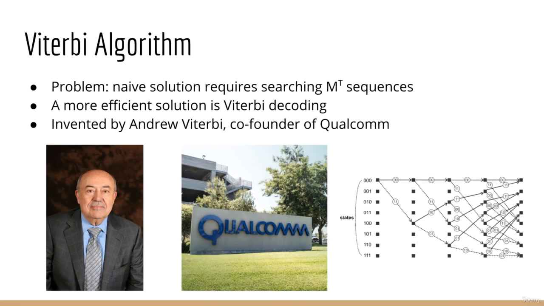Again, I want to reiterate that this is for intuition only. As you recall, there are still m to the power t possible sequences, so in fact, this has exponential complexity. We do have a more efficient way of decoding, which is called Viterbi decoding. This is named after the person who invented the algorithm, Andrew Viterbi. He is also the co-founder of Qualcomm, which you may have heard makes chips that power many of today's smartphones.